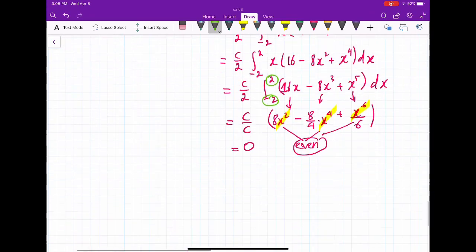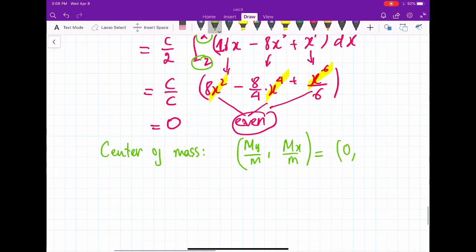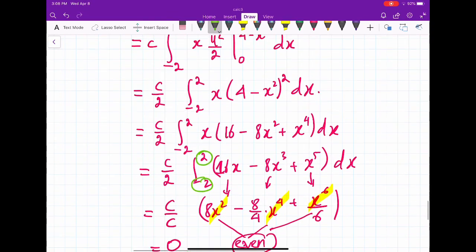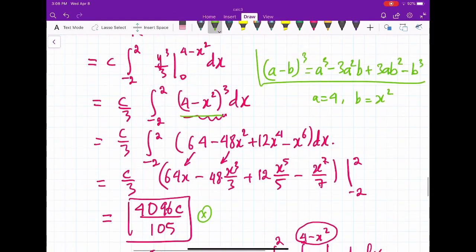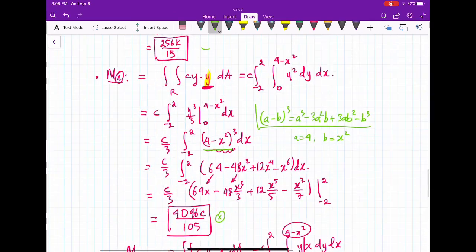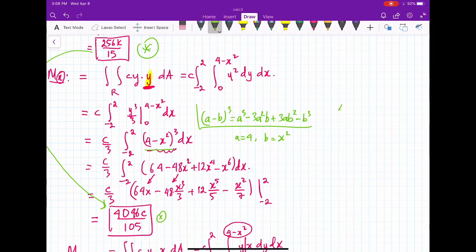From now, we already have Mx and My, so we can find the center of mass of this lamina: My over m, Mx over m. My over m is 0. Mx over m. What is Mx? Mx is right here. And what is m? m is right here. So I have to copy this and divide them. Let me write here so I can follow that.